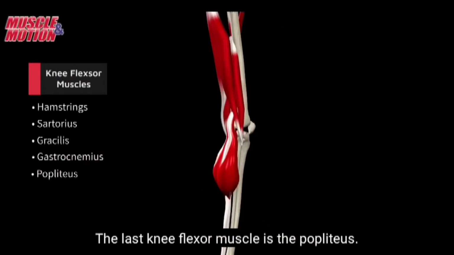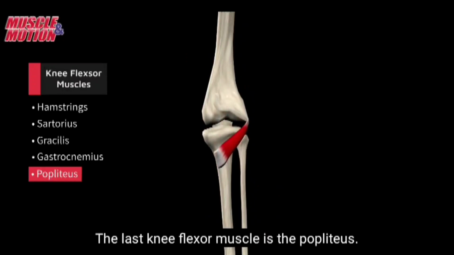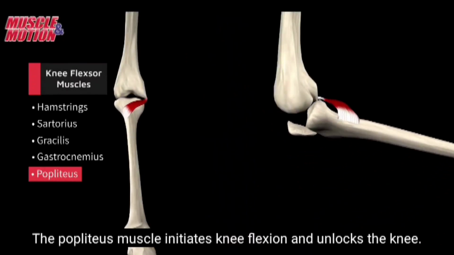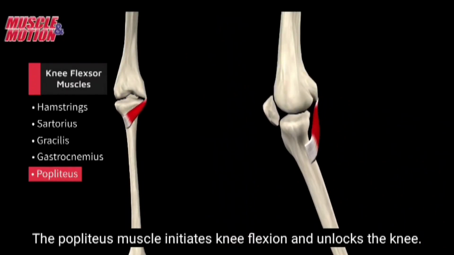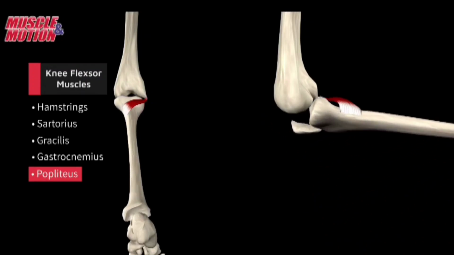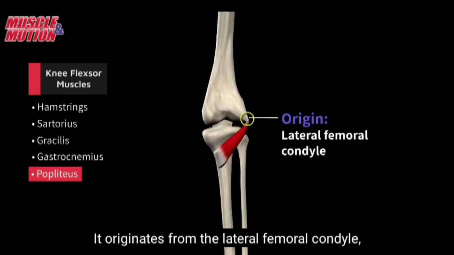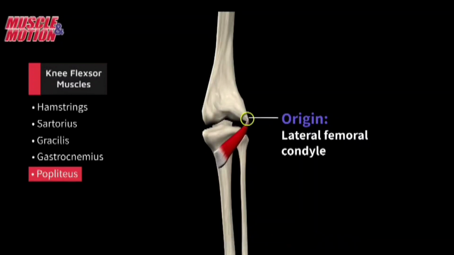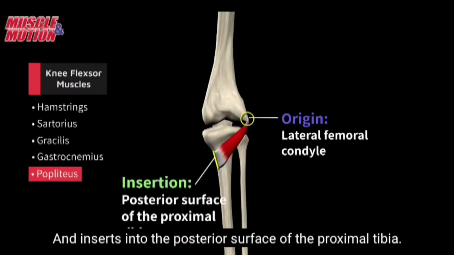The last knee flexor muscle is the popliteus. The popliteus muscle initiates knee flexion and unlocks the knee. It originates from the lateral femoral condyle and inserts into the posterior surface of the proximal tibia.